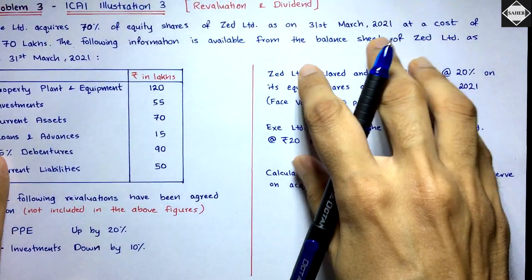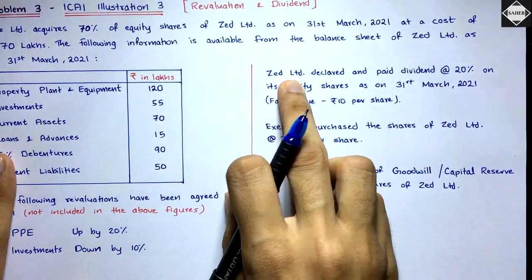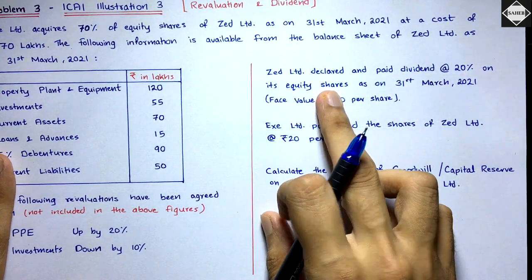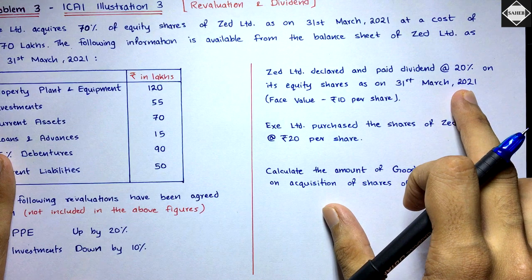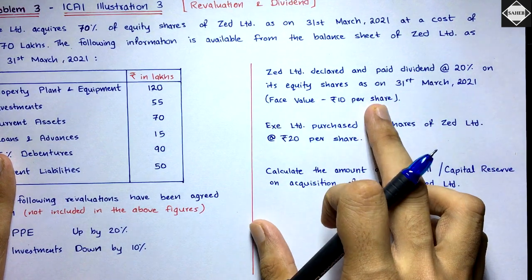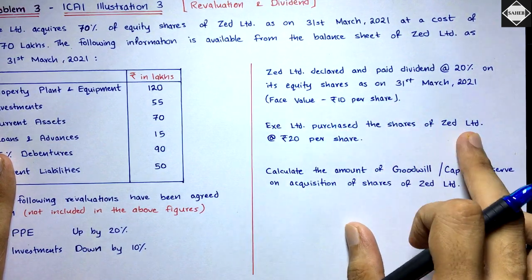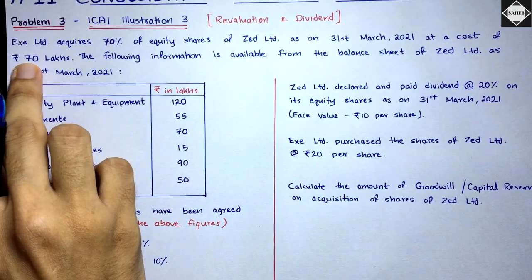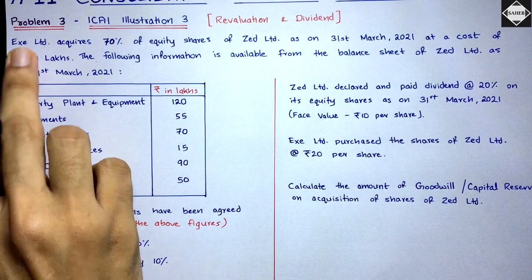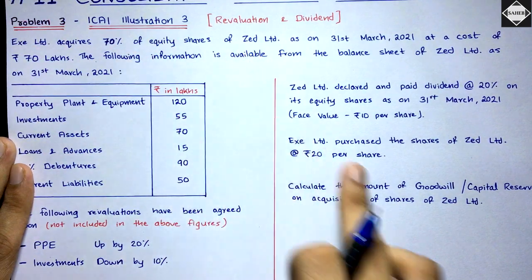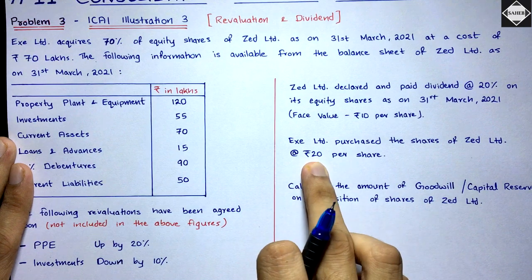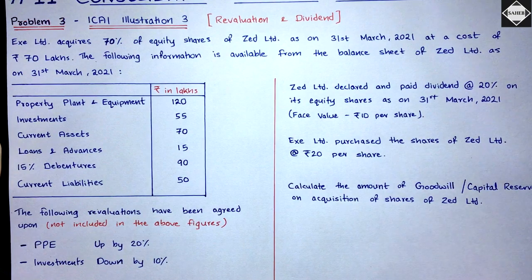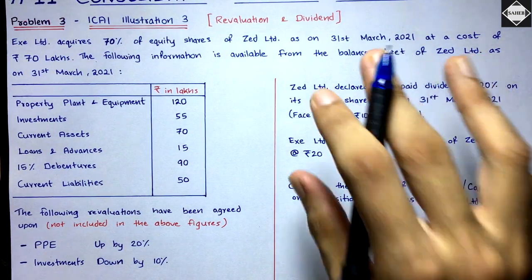Now here in this para they have said, see here, Z Limited declared and paid dividend at 20% on its equity shares as on 31st March 2021. Face value rupees 10 per share. Exi Limited purchased the shares of Z Limited at rupees 20 per share. Now this is regarding the cost of the investment. The cost of the investment was 70 lakhs. They purchased the shares of the subsidiary at this much cost per share, rupees 20. So that will help us to calculate the total capital, because of the dividend calculation. You'll see that. Let's just see the solution and understand how this will be done.